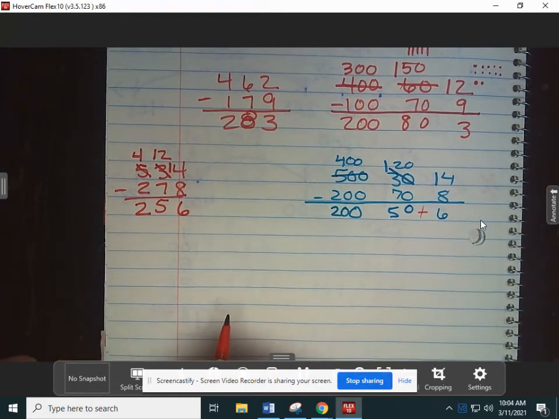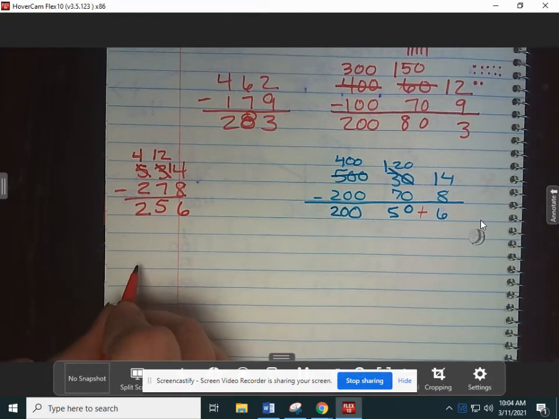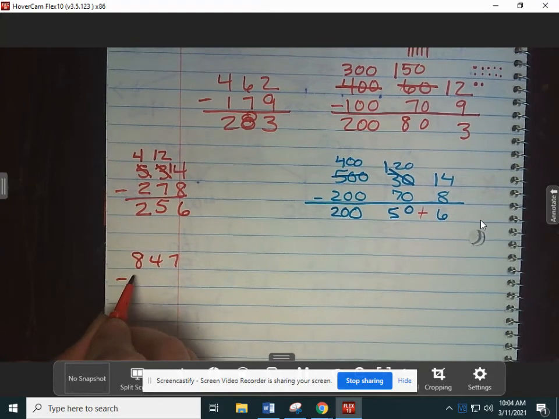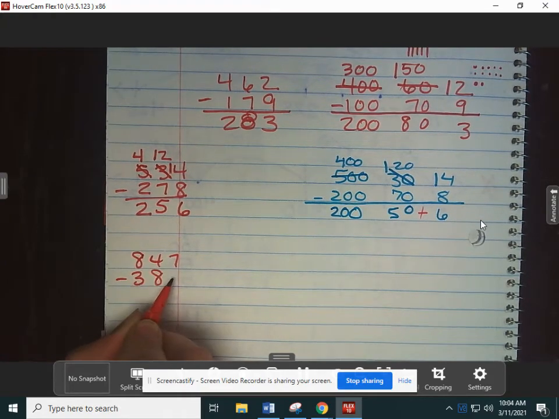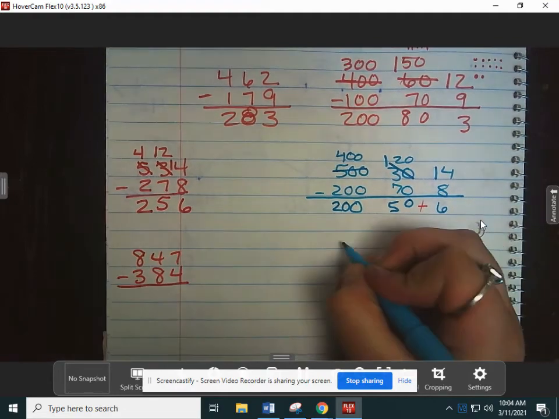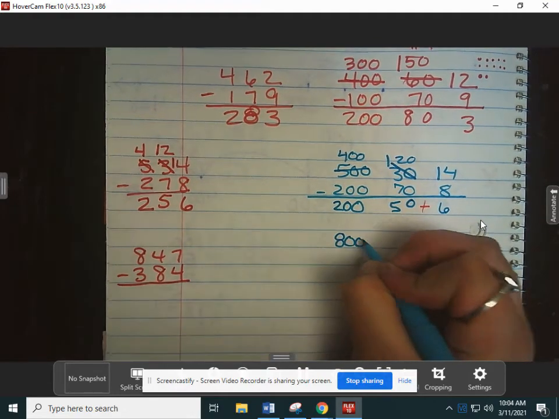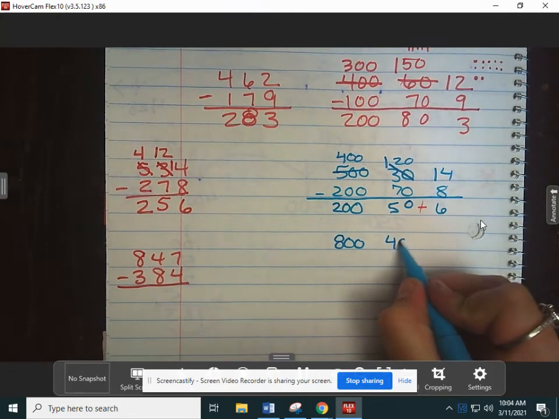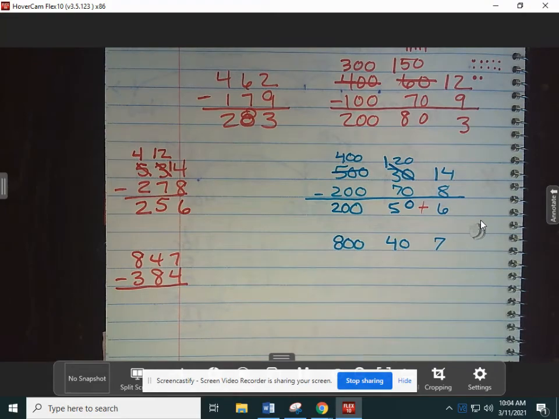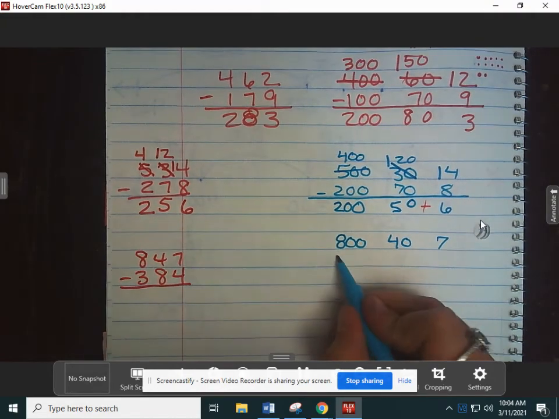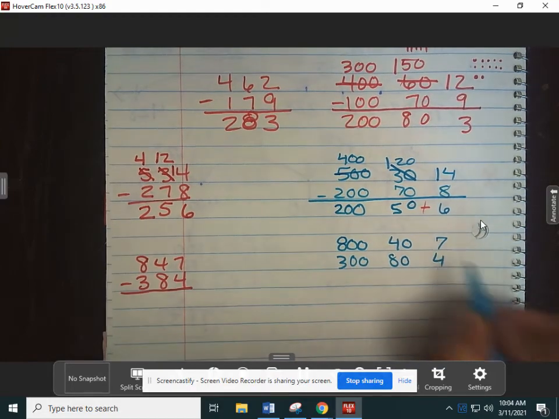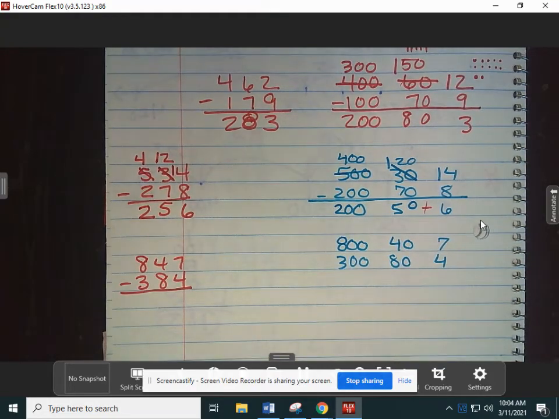Okay, a little bit bigger number. Let's do 847 minus 384. Okay, can I do this one? Okay, and she's going to draw her little lines.